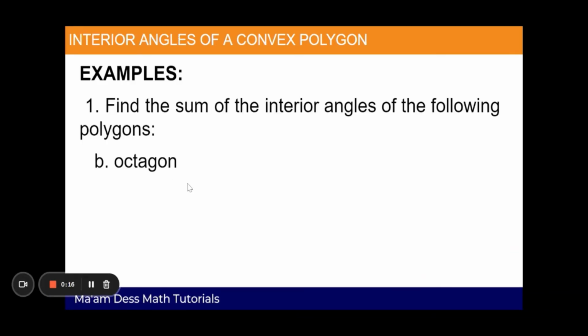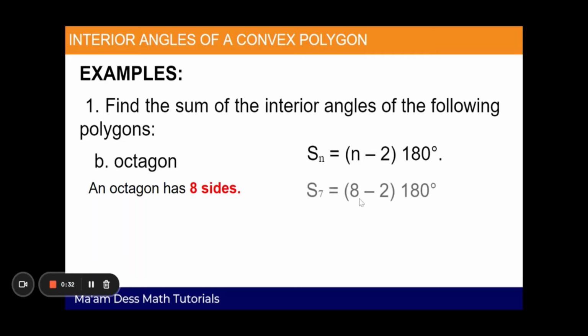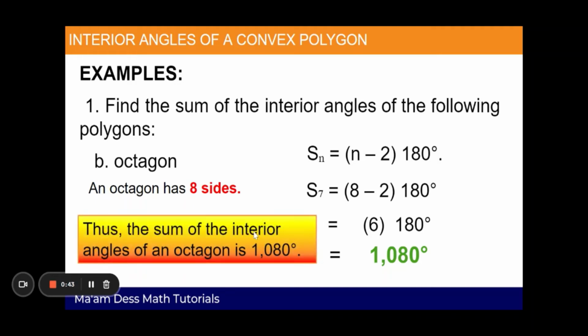Okay, for example B, an octagon. An octagon has 8 sides. So substitute to the formula. S of n is equal to the quantity of n minus 2 times 180. So 8 minus 2 times 180. So 6 times 180 degrees. The answer is 1080 degrees. Thus, the sum of the interior angles of an octagon is 1080 degrees.